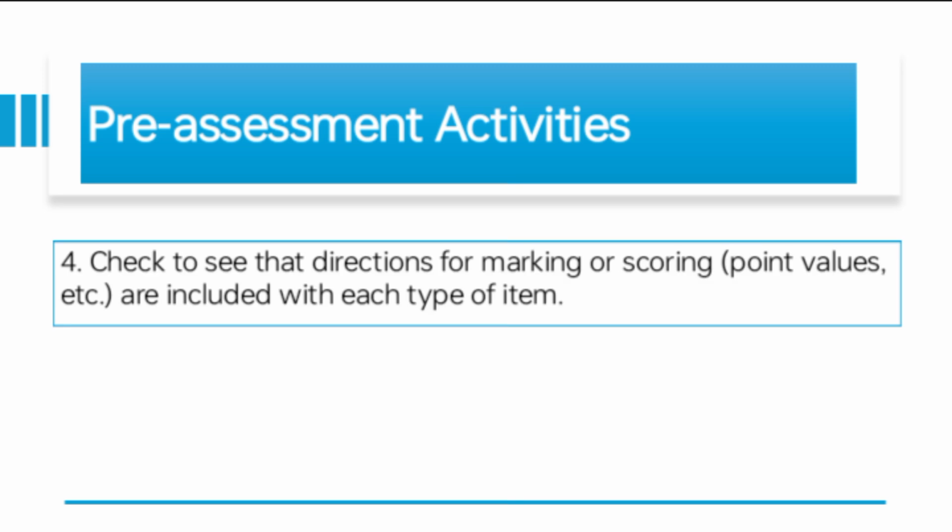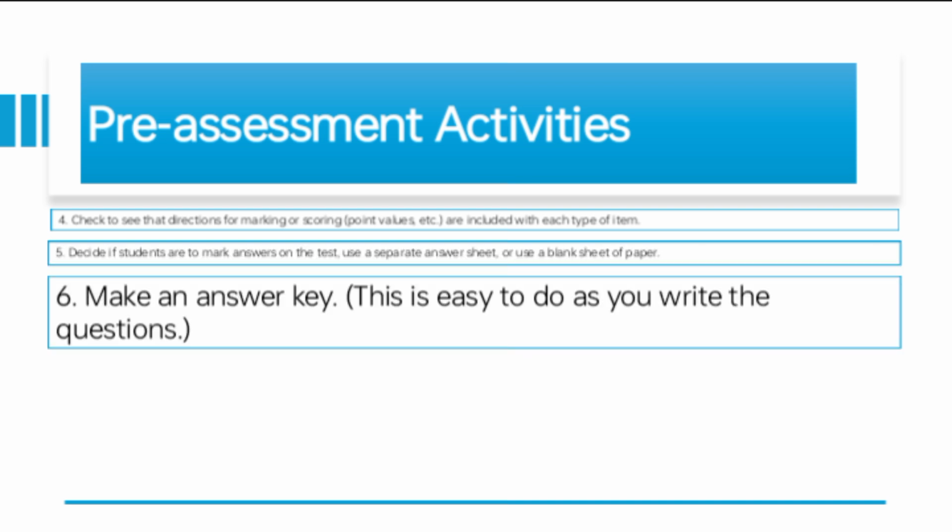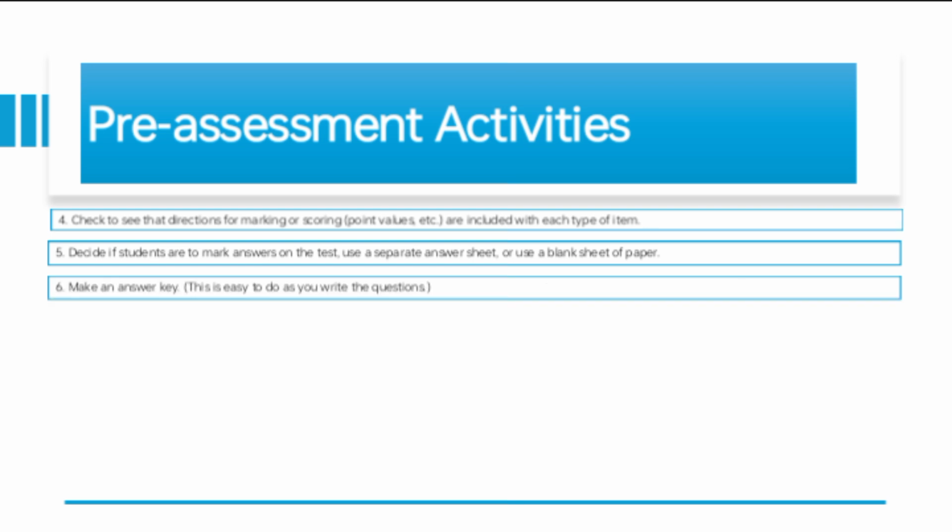Number 4. Check to see that directions for making or scoring, point values, etc. are included with each type of item. Number 5. Decide if students are to mark answers on the test, use a separate answer sheet or use a blank sheet of paper. Number 6. Make an answer key. This is easy to do as you write the questions.